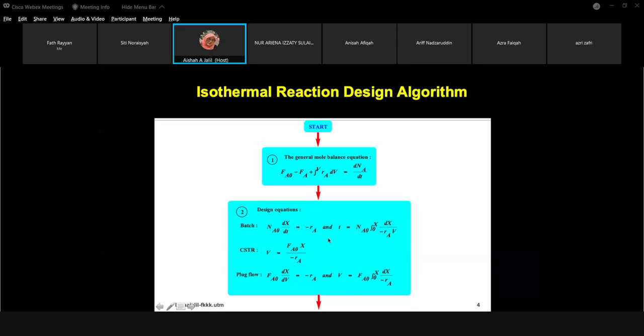The batch reactor is like this. This is in chapter 2. You have the X, and then this is for the CSTR. This is for the PFR. When you rearrange, you can get this V from here, and then integrate, you need the t from here. After you get the general mole balance equation, you get the mole balance equation for each reactor.